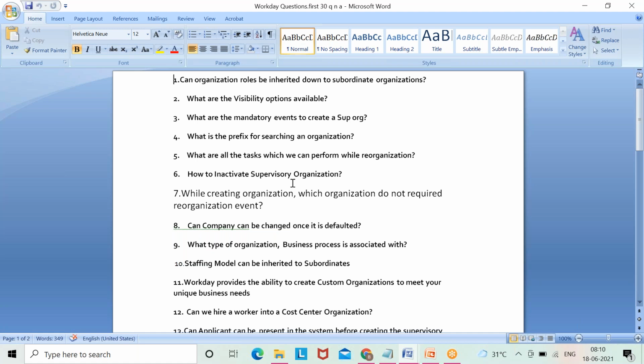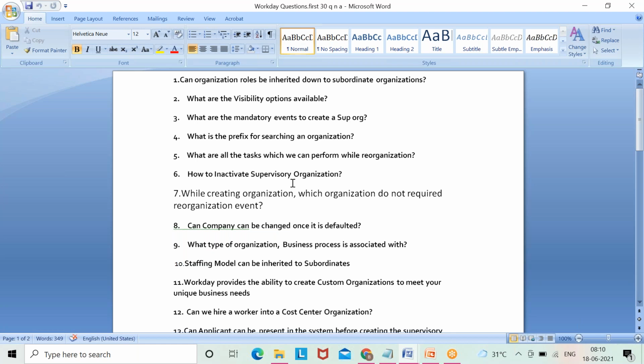So the first question: once we assign roles like HR partner, benefit partner, hierarchy owner, manager, etc., will these roles be inherited by the subordinate organizations as well? Is that correct? Roles have inheritance characteristics if you assign them at the supervisory organization level. Yes, correct. That's true. Roles have inheritance characteristics. Okay, moving on to the next question.